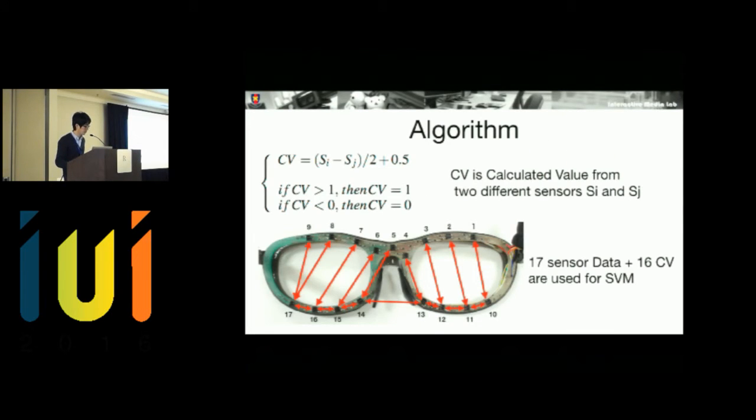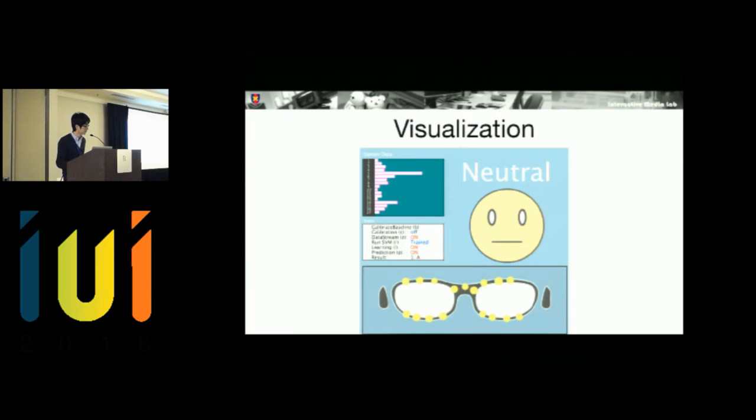In addition to the trained data, the calculated value from 2 different sensors is used for the SVM; we considered lower power sensors and sensors with a vertical relationship. We also use 33 dimensions for the support vector machine. This figure shows the visualization of our system. The emoticon shows the result of classification, the bar graph shows the raw data, and the yellow circle shows the position of the sensor. The size corresponds to the normalized value.